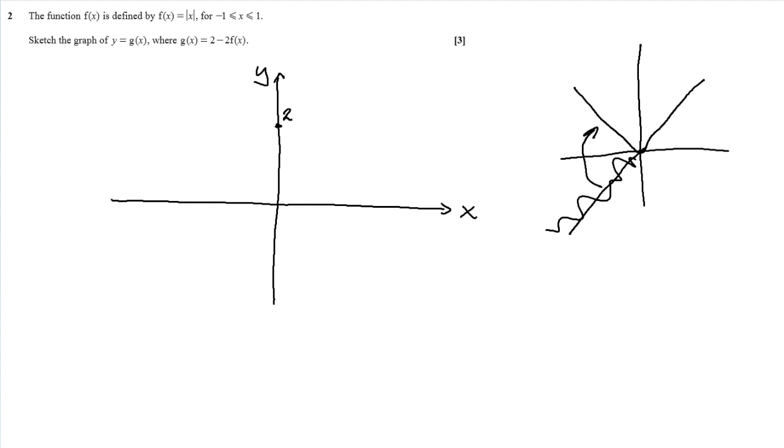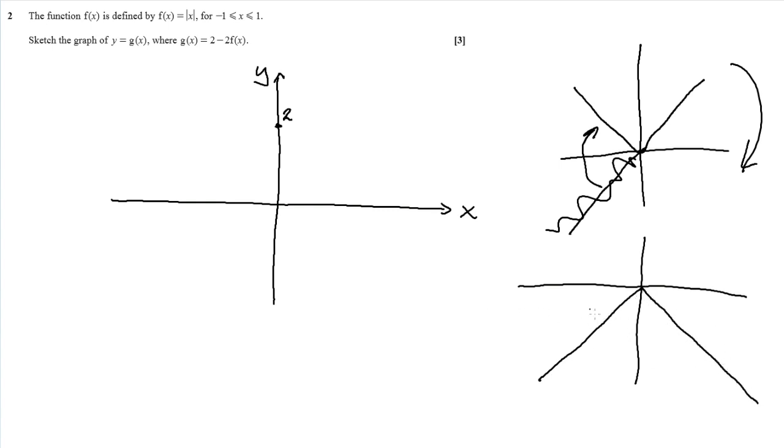Now we have a negative of the mod x graph, which means that we want to flip the whole thing down, which should give us something along the line of this. And we have 2 times the function, which means that the gradient should double, so the negative 1 gradient turns into a negative 2 gradient, and the plus 1 gradient goes to a plus 2 gradient, and so it should kind of be horizontally squished together.